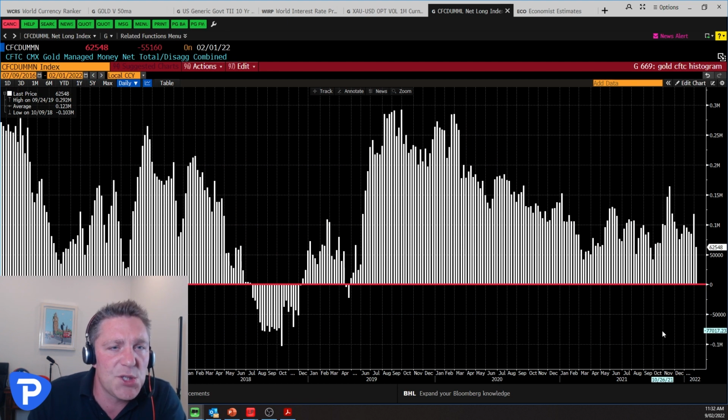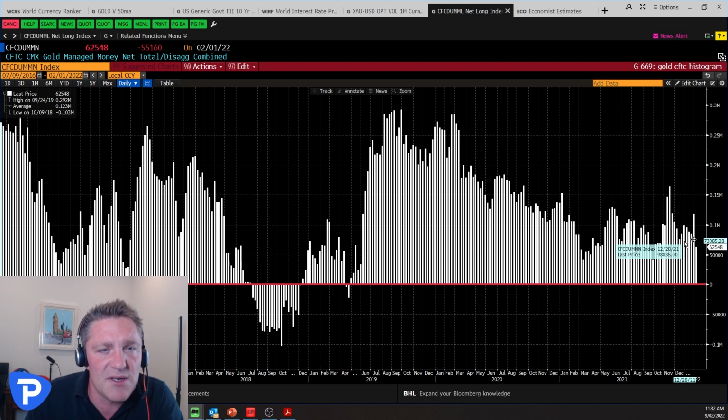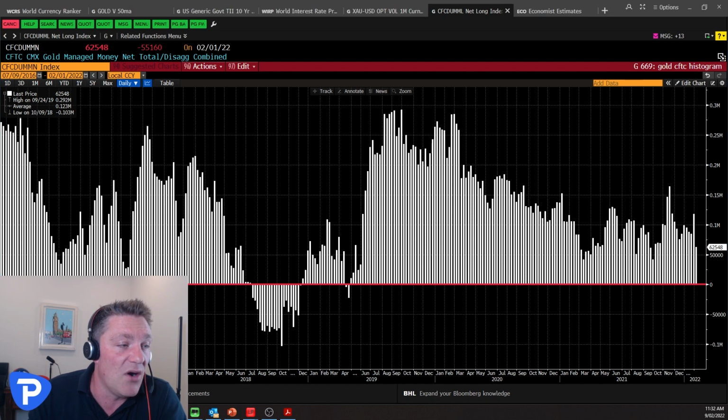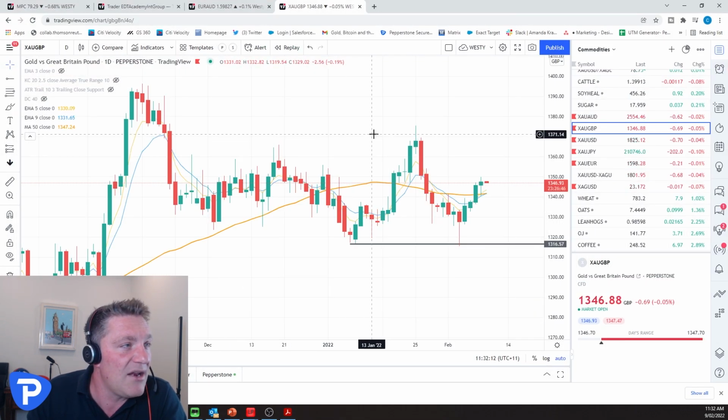And then looking at positioning, if we have a look at managed money, we can see we're at 62,000 net long contracts, not at any kind of extreme. So sentiment's pretty neutral on gold. It tells me that the market is not overbought at this moment at all, and I think that's fair.